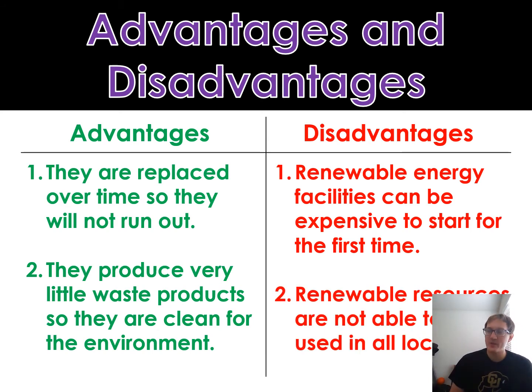Number two, renewable resources are not able to be used in all locations. Like I said, you can't put wind turbines where it's not windy. You can't have solar panels in a cloudy climate, a place that's constantly cloudy like Seattle. It wouldn't really make sense to put solar panels in Seattle when they only get 100 days of sunshine a year, whereas here we get upwards of 200 days or more of sunshine, where it makes more sense, and you see a lot more houses have solar panels because of that.